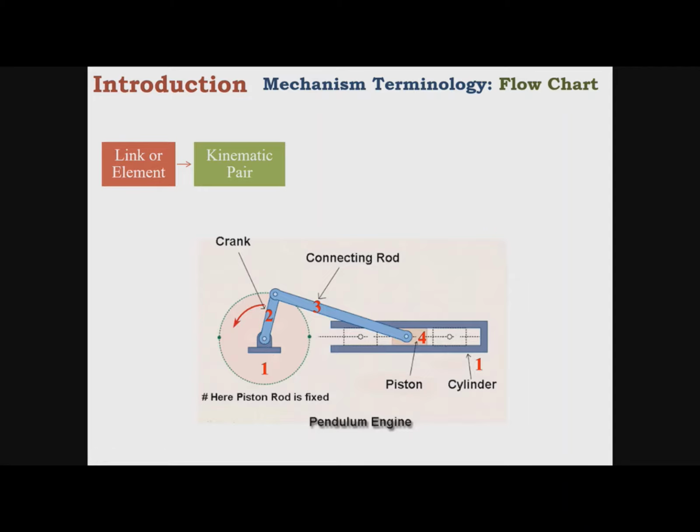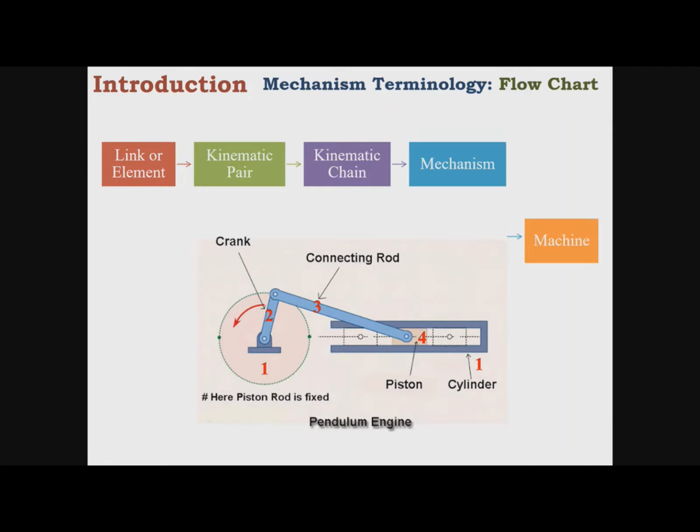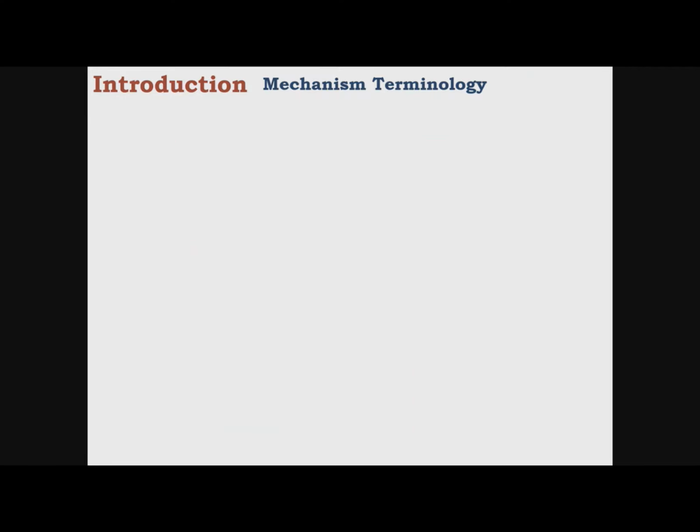When a number of kinematic pairs are connected together, they form a kinematic chain. In this kinematic chain, if one link is fixed, we obtain a mechanism. A mechanism subjected to forces is termed as a machine. Now let us understand each of these terminologies in detail.